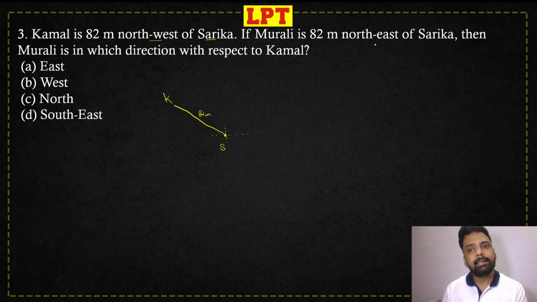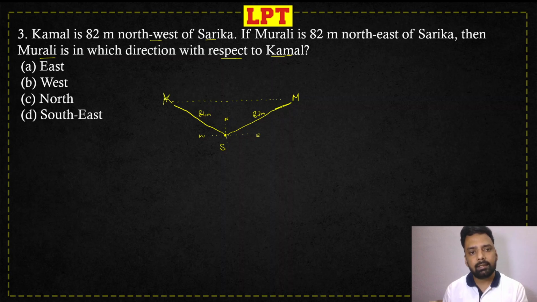Now Murli is 82 meters northeast of Sarika. The northeast means this direction, right? This is the north, the east, this is the west. So northeast of Sarika is Murli, and it is also at the same distance, 82 meters. So the question is, Murli is in which direction with respect to Kamal.